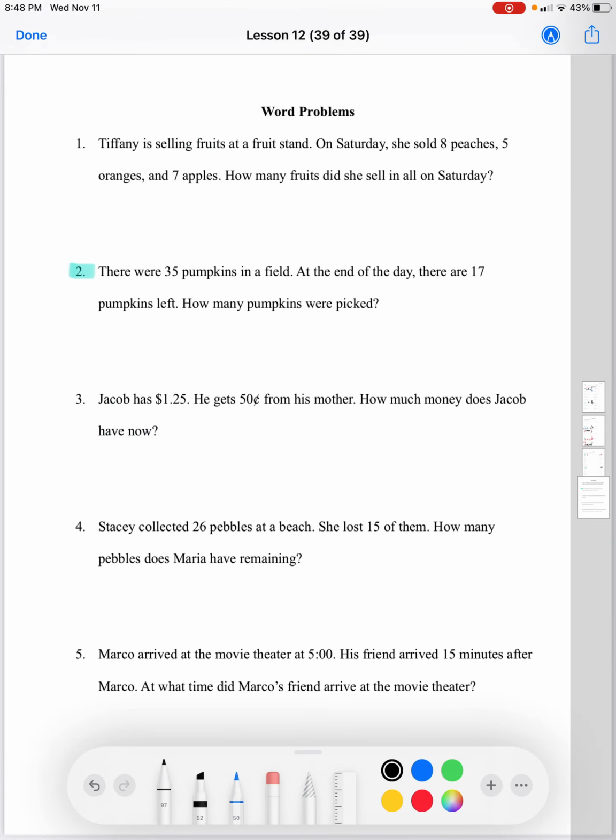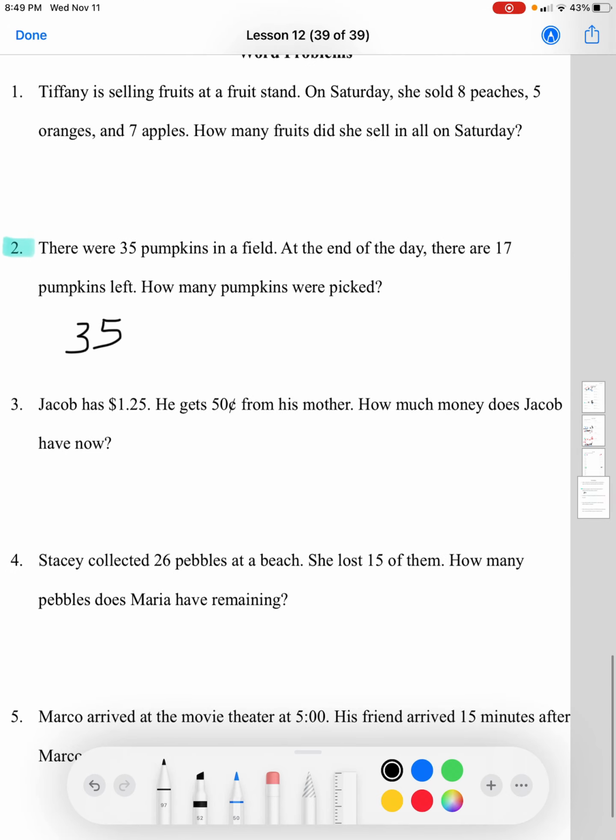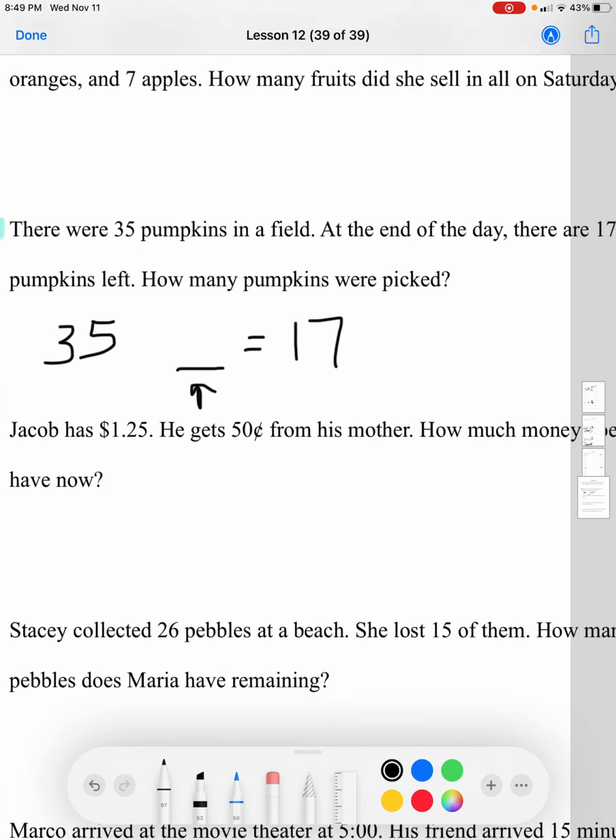Okay, now lastly we're going to be going over word problems. Let's go over number 2. There were 35 pumpkins in a field. At the end of the day, there were 17 pumpkins left. How many pumpkins were picked? So we're starting off with 35. And then we have 17 at the end. And then we'll have to find how many were picked, which is this number right here.